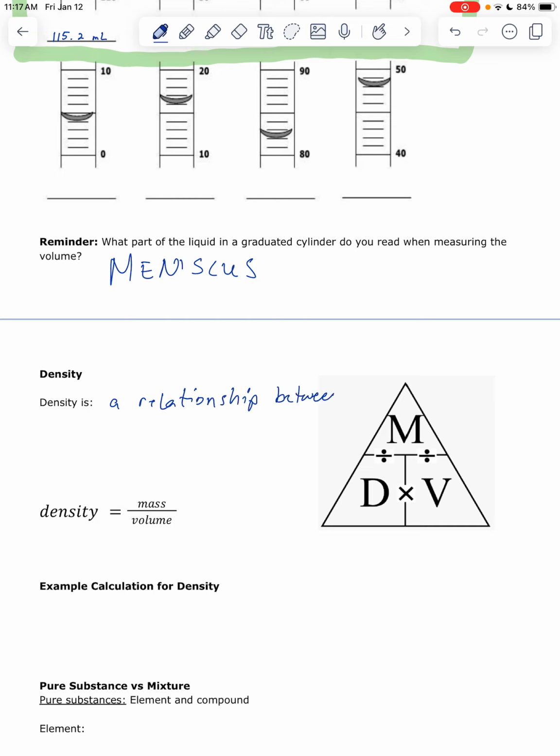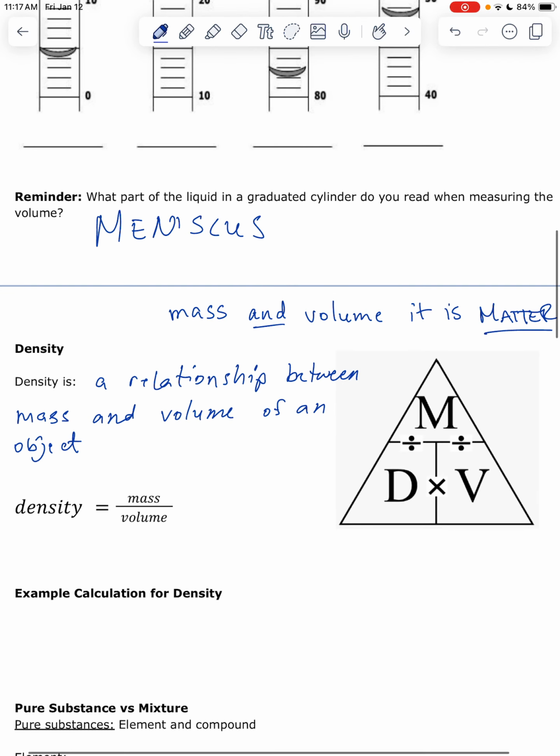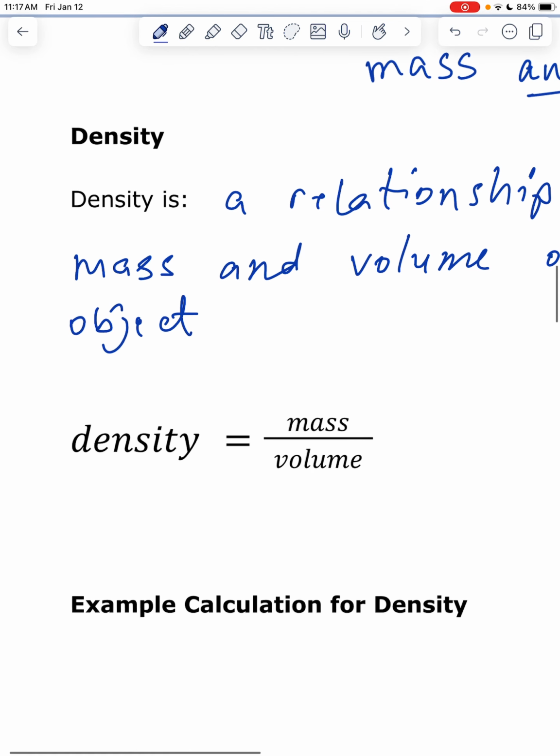All right, now density is a relationship between mass and volume of an object. So we said that if anything has mass and volume, it is matter. So we can identify what those quantities are in relation to each other to have a little mathematical representation. What you'll see here, density equals mass divided by volume. We can abbreviate that, D equals M over V.